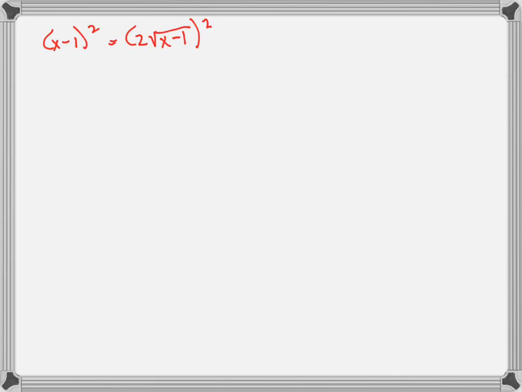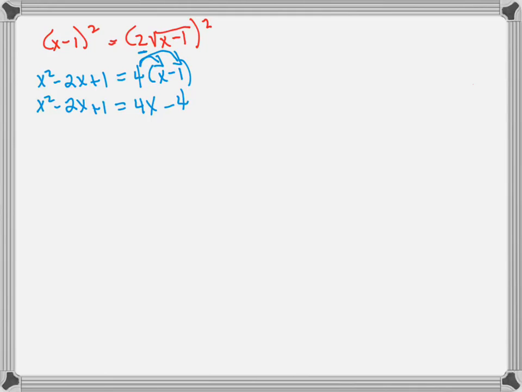So this is what we're trying to do. If I square the left-hand side, remember that's x minus 1 times x minus 1. We'll have x squared minus 2x plus 1. And on the right-hand side, we need to square the 2, which is 4. And then if we square the radical, we get x minus 1, and I do need the parentheses here. Now I'll distribute on the right-hand side, so x squared minus 2x plus 1 equals 4 times x is 4x. 4 times negative 1 is minus 4.